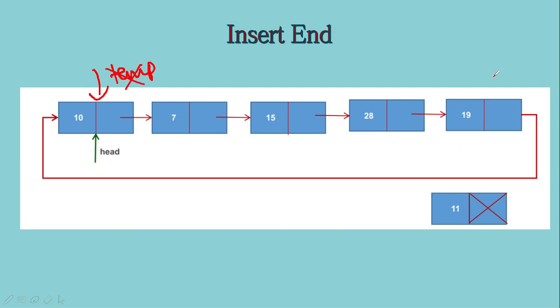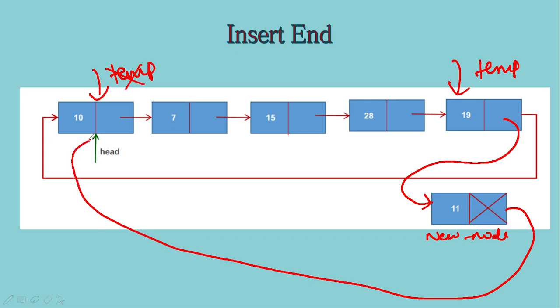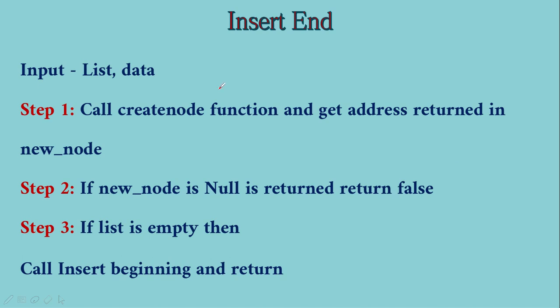So using that loop, we can come to this particular last node, and then we have to make the connection between the next part of the last node and this new node, right? And the next part of the new node should contain the address of the first node, because this is the new last node. We have to do this. Let us formally write the algorithm.